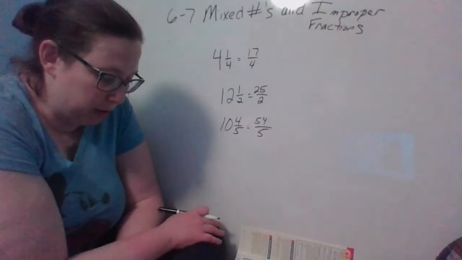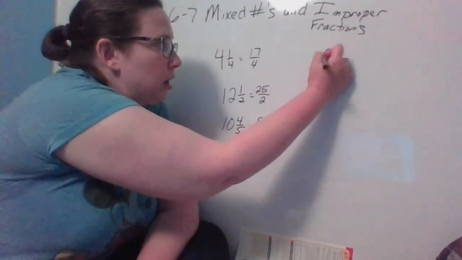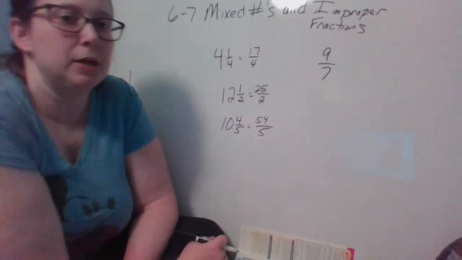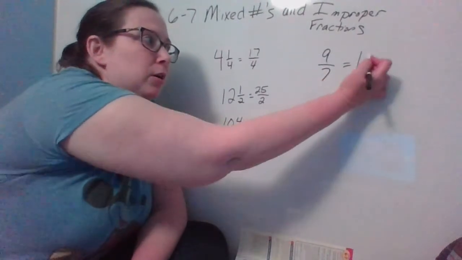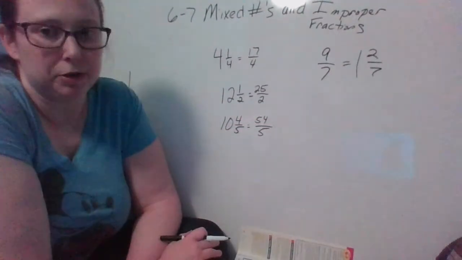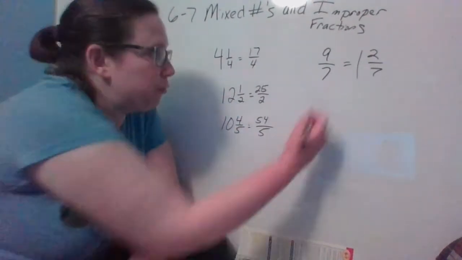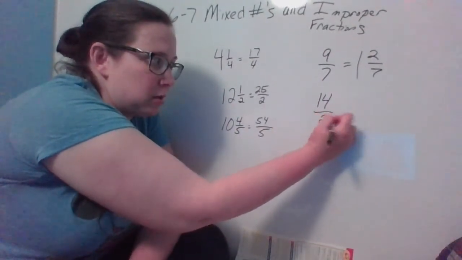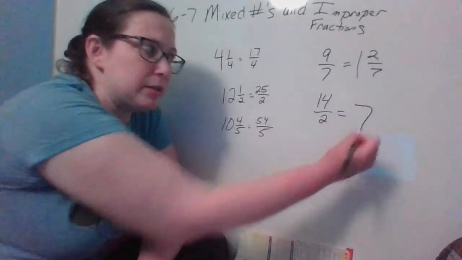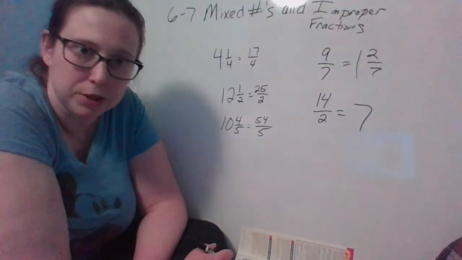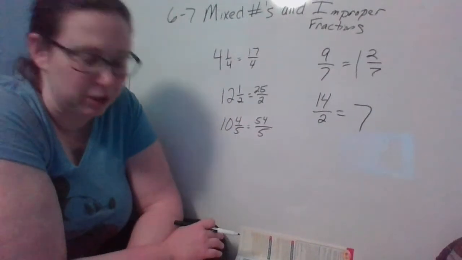Going the other way from an improper fraction into a mixed number, we'll look at a few of these. 9/7. We would say how many times does 7 go into 9, which is 1. What's our remainder? 2. And it would still be 7ths. So 1 2/7. If we had 14 halves, this one is a good point. How many times does 2 go into 14? 7. What's our remainder? There isn't one. You could put 0 halves if you wanted, but you don't have to. You can just leave it a whole number of 7.